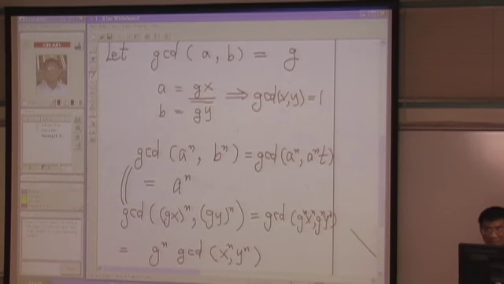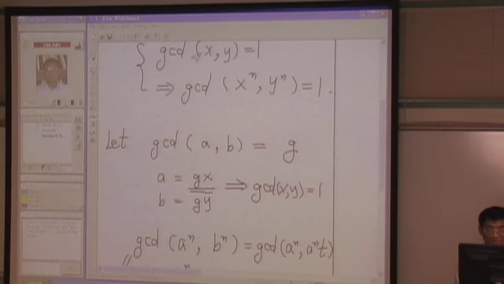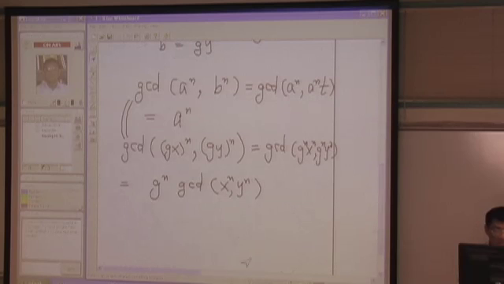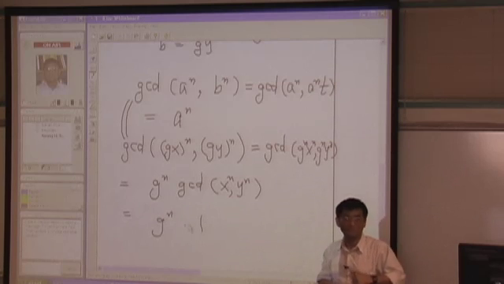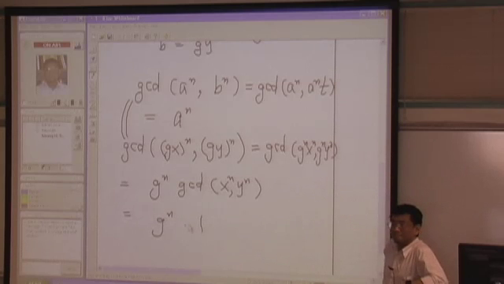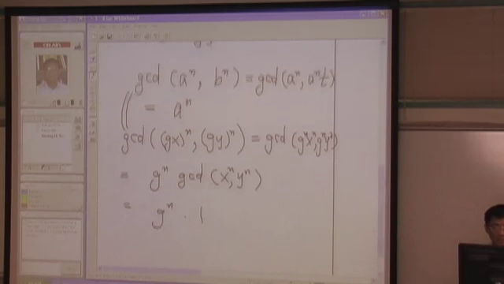But because of the fact that we proved last time, if GCD of x, y is 1, then GCD of x to the power of n, y to the power of n is 1. So it is g to the power of n times 1. If you have any questions or doubts about any step here, you can ask. Then, what can you get? We can get this conclusion.